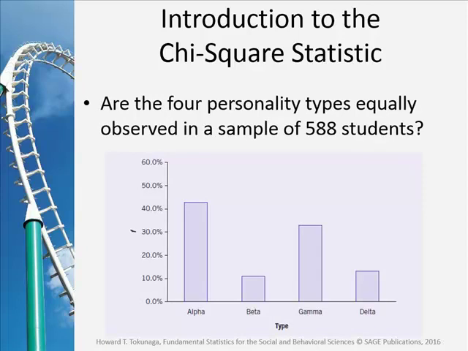So if we have a study that classifies individuals into these categories, it looks here like we have a fair number of alphas, a smaller number of betas to follow, then gammas, and then deltas. What do we notice about how these types are observed?